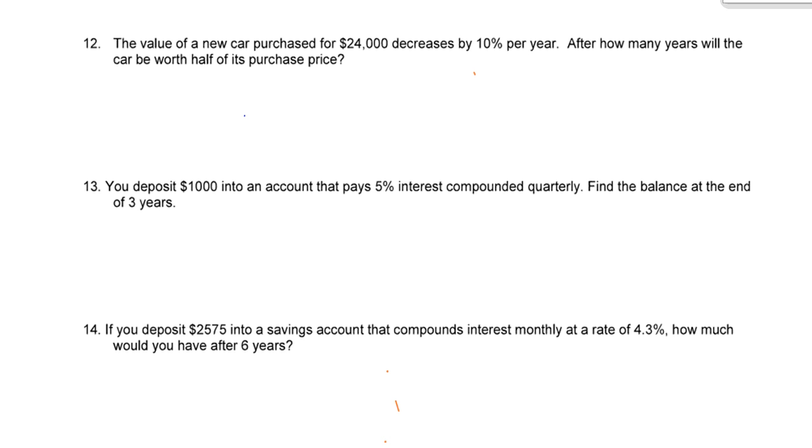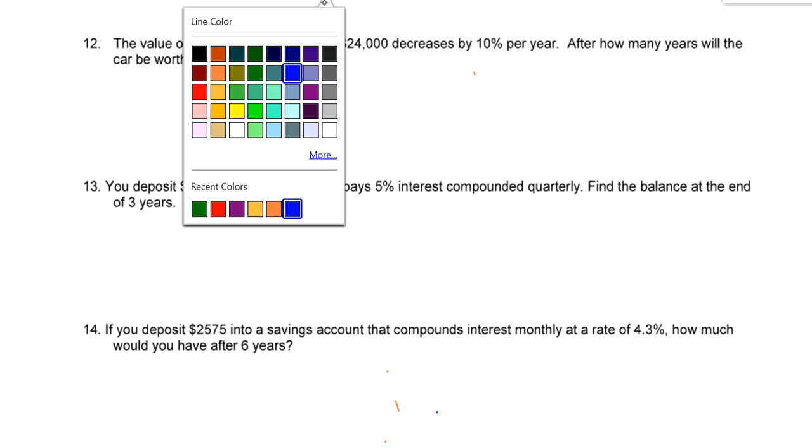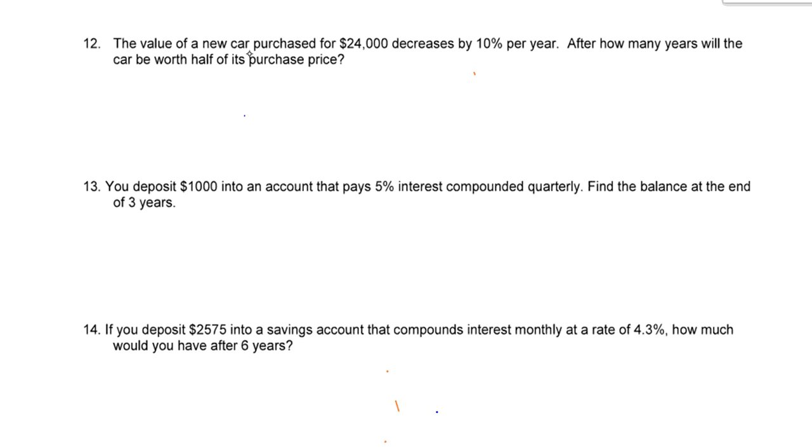Okay, move on to this side. Again, we're looking at growth and decay in the formulas. So reading the problem, it says the value of a new car purchased for $24,000 decreases by 10%. So we've got some key pieces coming out.